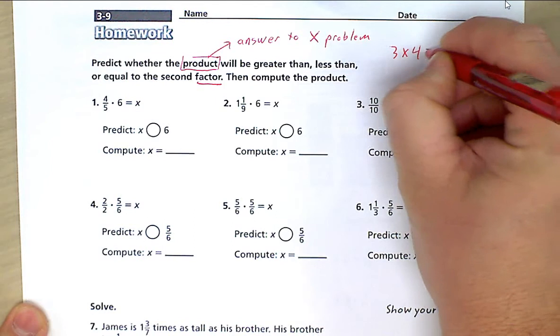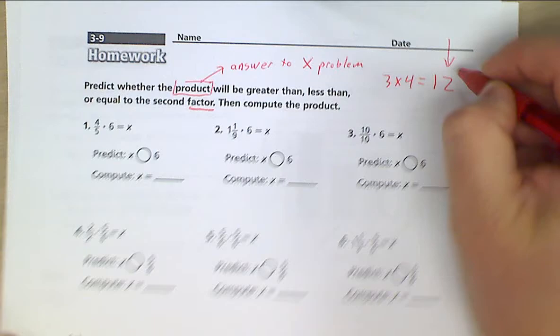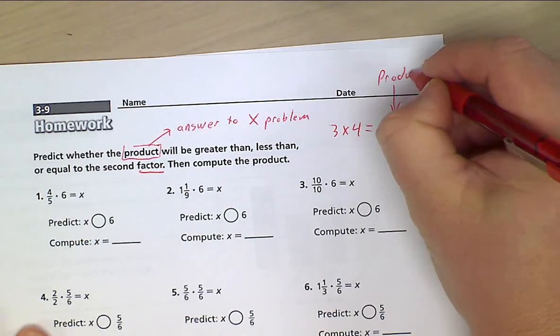This is a basic multiplication problem, right? This number right here is called the product.